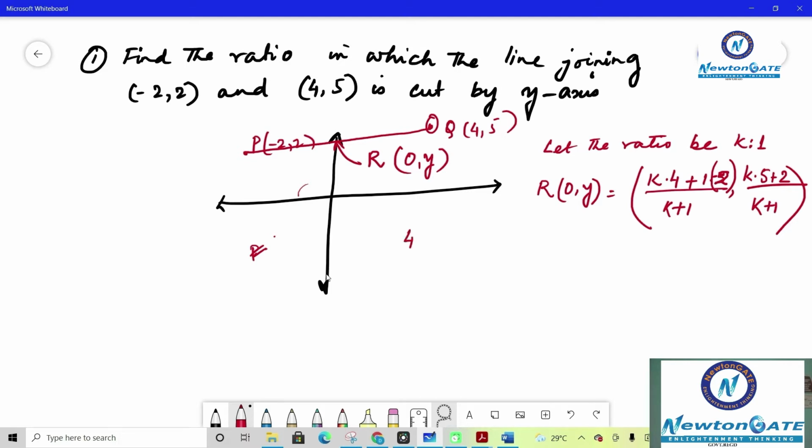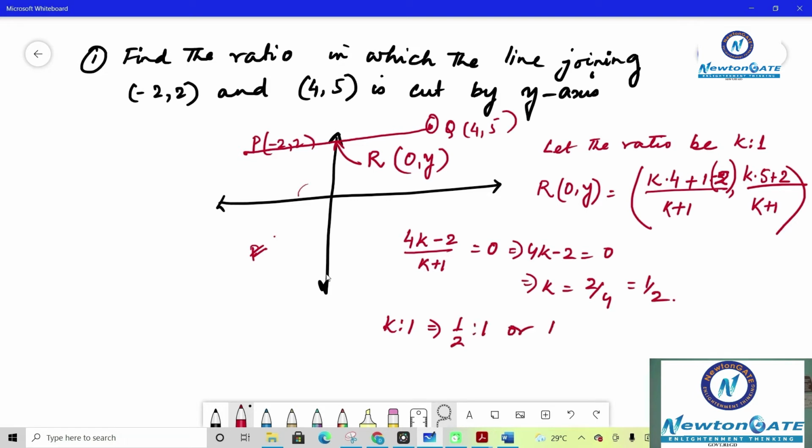So from here I can write (4k minus 2) by (k plus 1) is equal to 0. So 4k minus 2 is equal to 0, so k equals 2 by 4, that is 1 by 2. So k is to 1 represents 1 by 2 is to 1, or 1 is to 2. This is the ratio with which the line joining minus 2 comma 2 and 4 comma 5 is cut by the y axis. Again, if the same sum is given where the line is cut by the x axis, instead of 0 comma y we will take x comma 0 and proceed in the same manner.